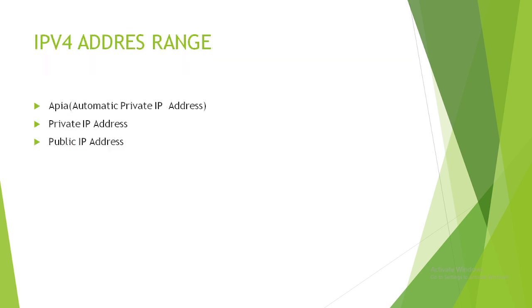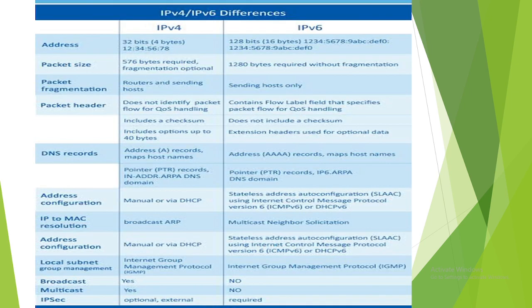APIPA address range: one is APIPA and private IP addresses, and the other represents the public IP addresses.